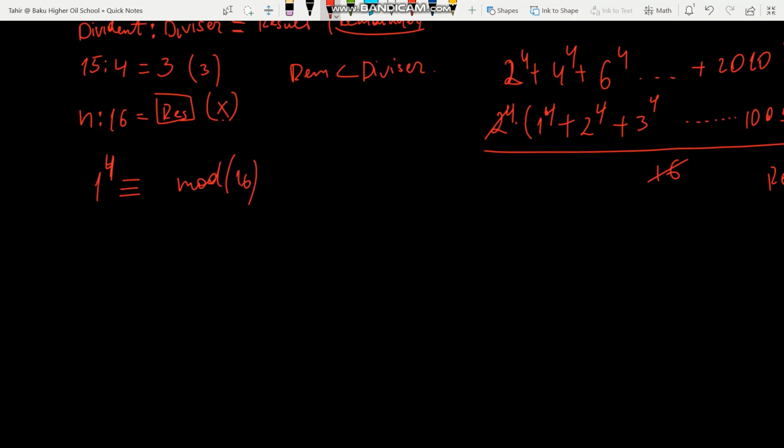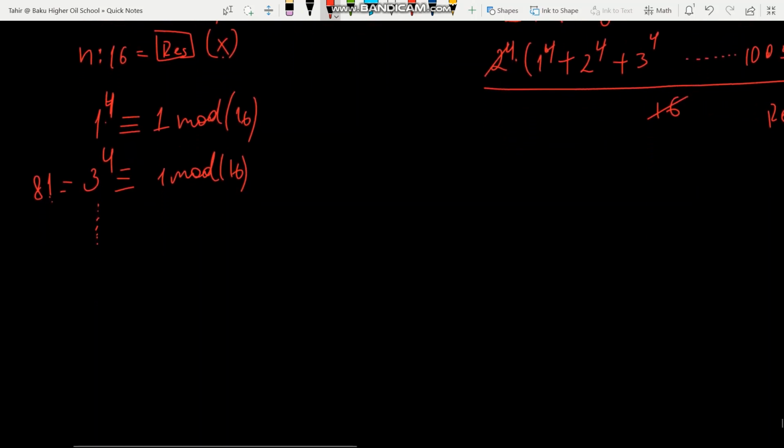What will be our result here? 1 divided by 16, our result is 0, and the remainder is 1. 3 to the power 4 is equal to 81, and when we divide 81 by 16, the result is 5, and the remainder is again 1, mod 16. Let me just assume that our remainder will always be equal to 1. But how can we prove this? Let's go a little bit deeper and try to prove it.